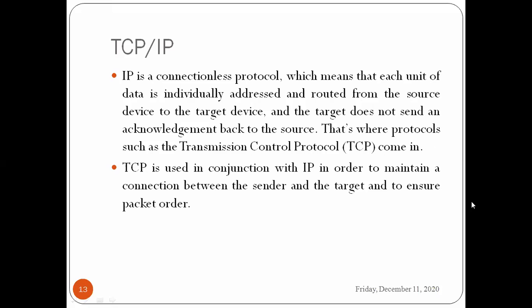IP is a connectionless protocol, which means that each unit of data is individually addressed and routed from the source to the target device. Each and every unit of data has a header part. The header contains the source address, the destination address, and the size of that particular message. The target device does not send any acknowledgement back to the source.